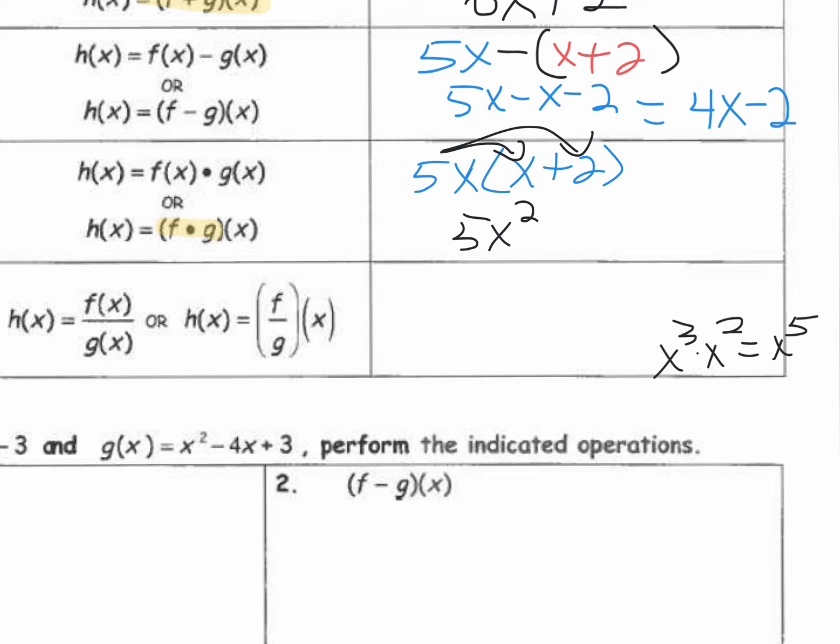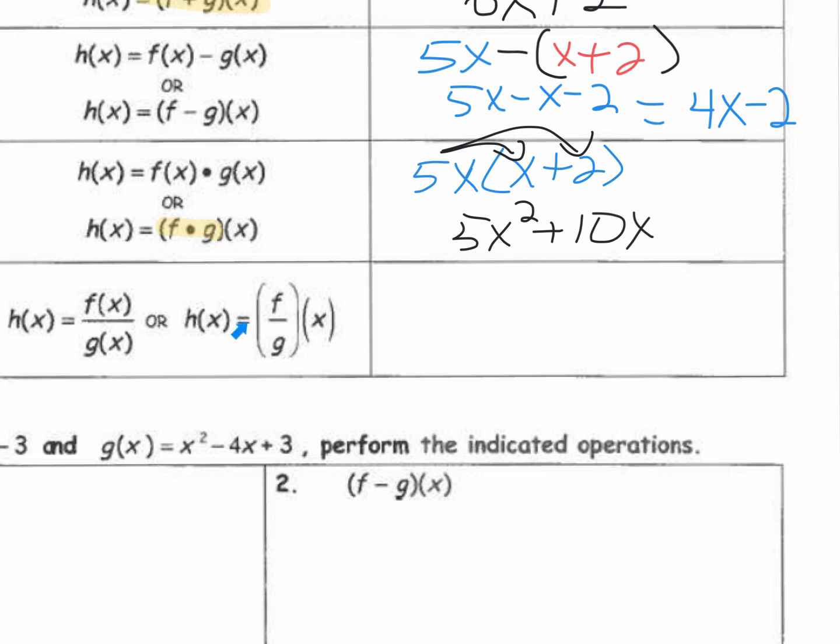Now, I'm going to go ahead and get rid of that. But returning to this one, 5x times x is 5x squared, and then 5x times 2, that is 10x. So 5x squared plus 10x would be that one, okay?